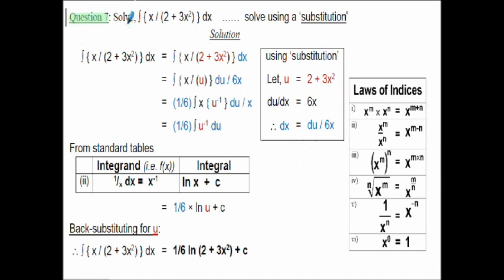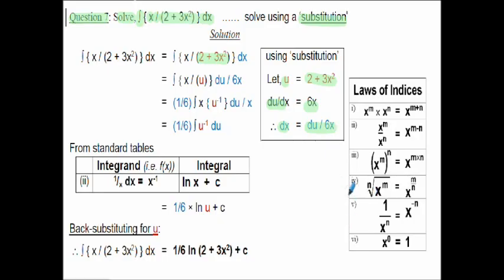Question 7, we're asked to solve the integral of x divided by 2 plus 3x squared all with respect to x. This is a non-standard form, so we're going to try the substitution method to solve the integral. In this particular question, we're going to substitute for the bracket 2 plus 3x squared. So u is equal to 2 plus 3x squared, which we differentiate with respect to x from our standard tables, that's 6x. And we rearrange for dx, that's du divided by 6x.